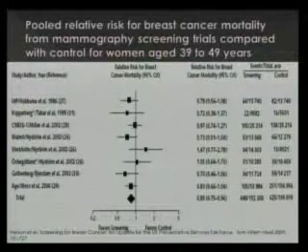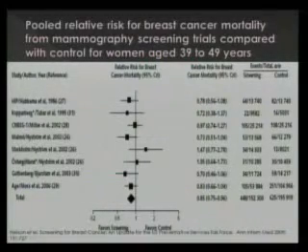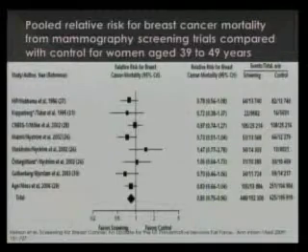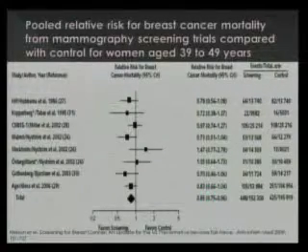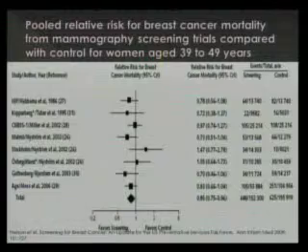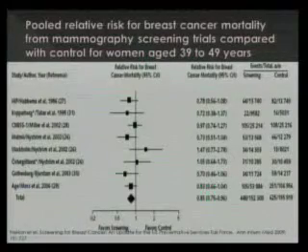So this is a meta-analysis. On the left side you can see all the 8 different studies they looked at, which gave them a total of approximately 150,000 in the screening and about 200,000 in the control group. And they found a 15% reduction in breast cancer mortality in women ages 39 to 49, with a relative risk of 0.85 with a 95% confidence interval of 0.75 to 0.96.